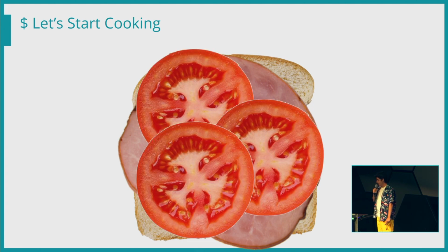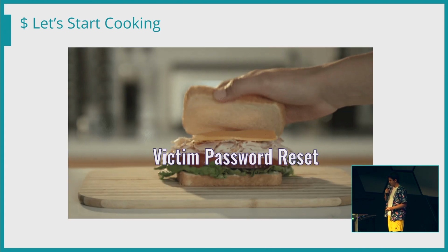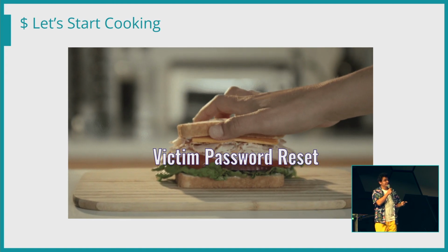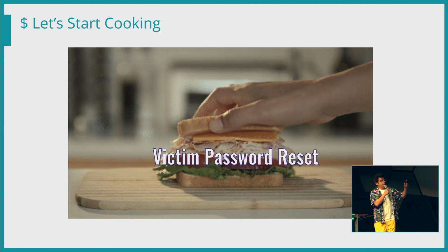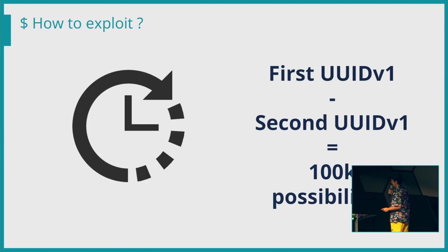You add some tomatoes because this is not a really great sandwich without it. And then you send another UUID to the attacker. So you got 3 UUIDs: one to your attacker, one to your victim, and another one to your attacker. And what happened is the victim password reset token is in between the 2 that you generated for the attacker. This means that now you get a time range of the different possibilities of your victim reset token.